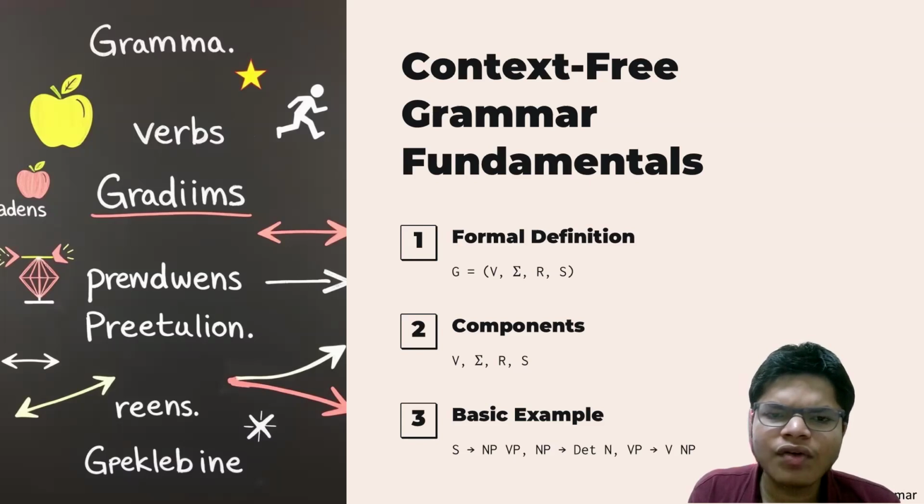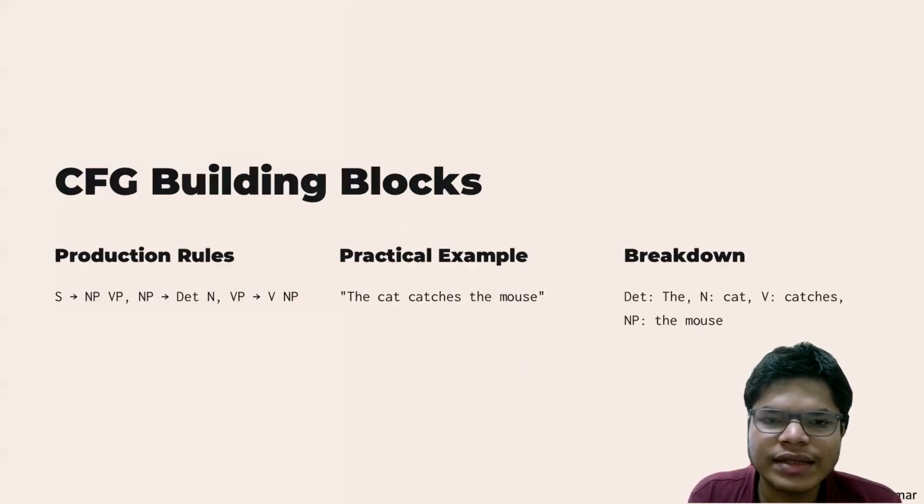An example of a rule is, you can see in the PPT, S gives NP and VP, where S means a sentence, NP means a noun phrase, and VP means a verb phrase. So CFG helps break sentences down so computers can understand them. So we'll see in the later slides.